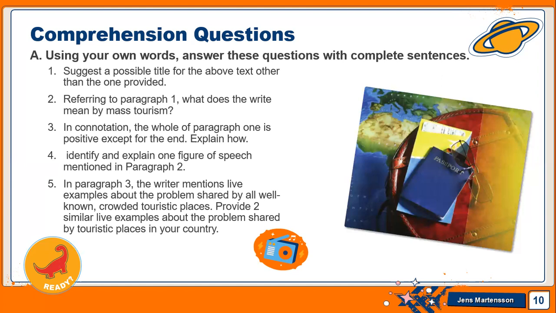Question 4, identify and explain one figure of speech mentioned in paragraph 2. Remember, in the descriptive essay, we describe various figures of speech, simile, metaphor, personification. So you need to find one figure of speech in paragraph 2. In paragraph 3, the writer mentions live examples about the problem shared by all well-known crowded touristic places. So you need to provide 2 similar live examples about the problem shared by touristic places in your own country. So if you live in the US, for example, you need to provide 2 similar live examples of tourism on the crowded touristic places in your own country.